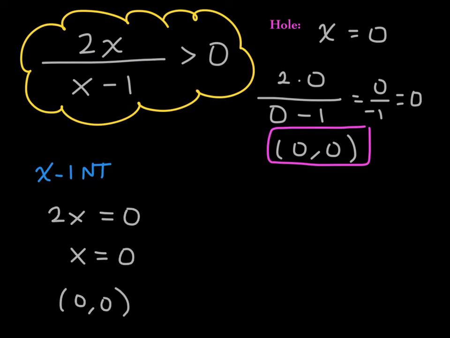Wait a minute, that's where the hole is. So the graph is going through the origin, but at the origin, there's a hole, which means the function is undefined at that location, okay? I'm gonna go ahead and box that. But don't forget, this is also where the hole is, all right?